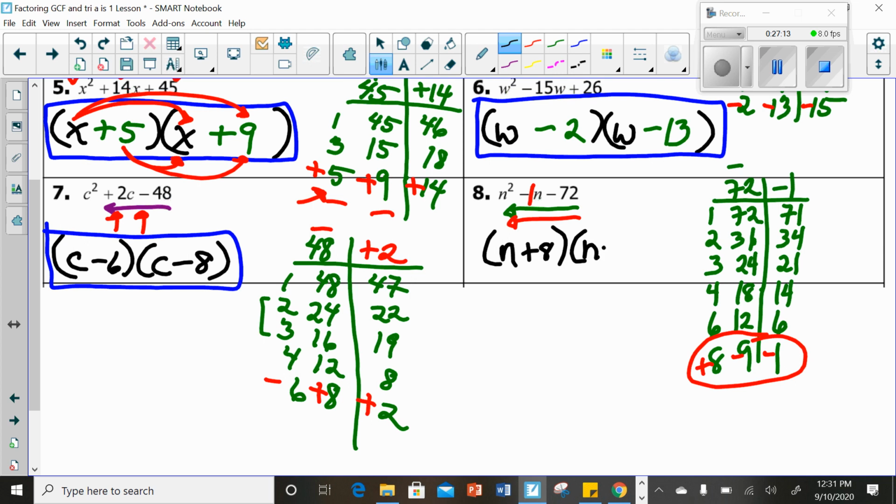and n minus 9. Now it's beneficial if we talk about the fact that it doesn't matter what order your binomials go in. You could have written your binomials as n minus 9 times n plus 8. It doesn't matter what order the binomials go in, so long as you have the correct signs in front of the correct numbers.